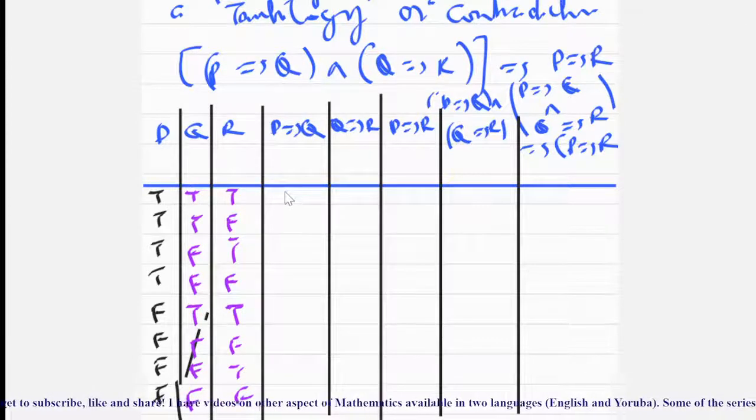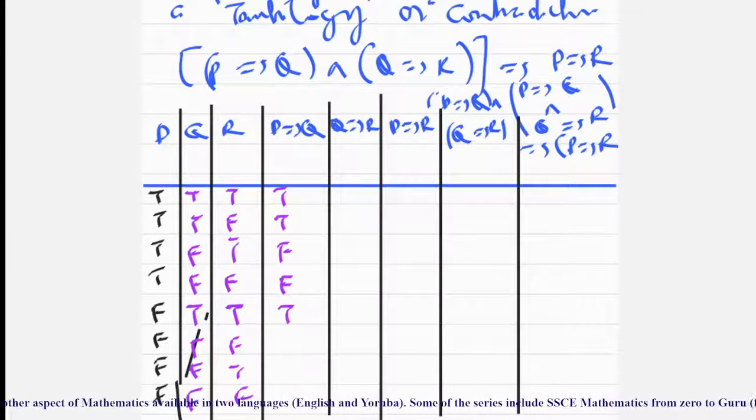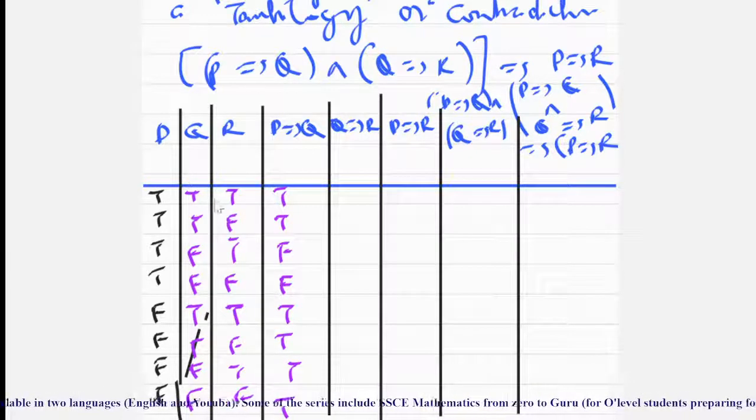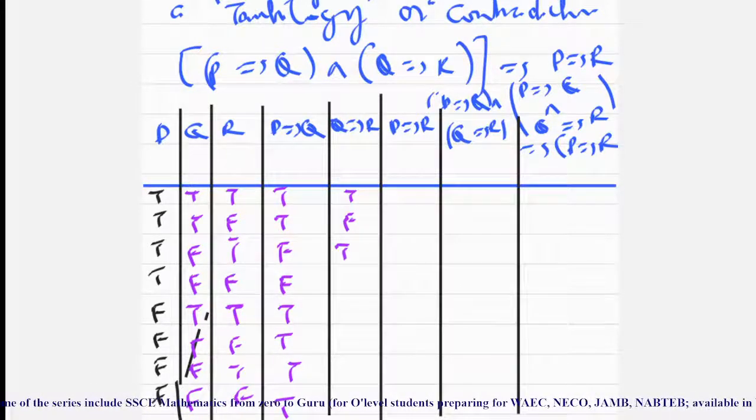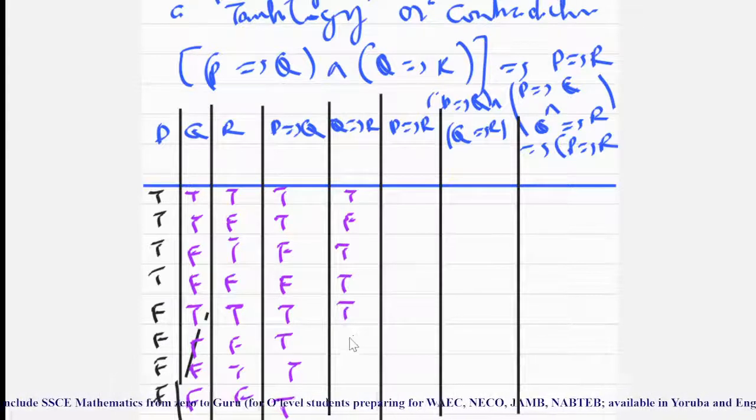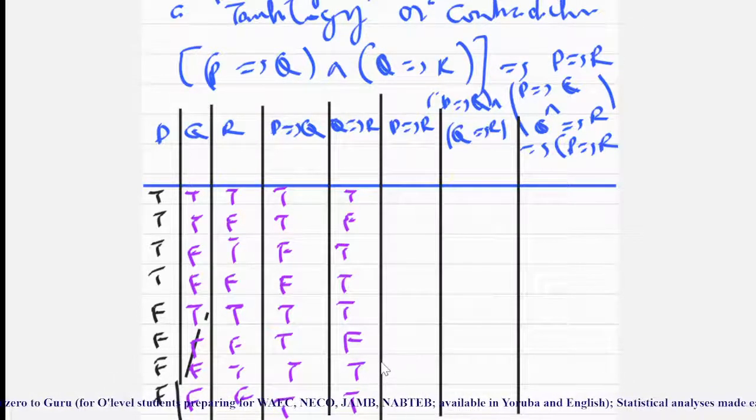So true, true, that's going to be true. True, true, true. This is false. This is false. This is true. This is true. This is true. This is true. What of Q and R? It is true. This will be false. True and false is false. Don't forget, this is true. This is true. This is true. This is false. This is true. This is true. Please, you have to be careful.